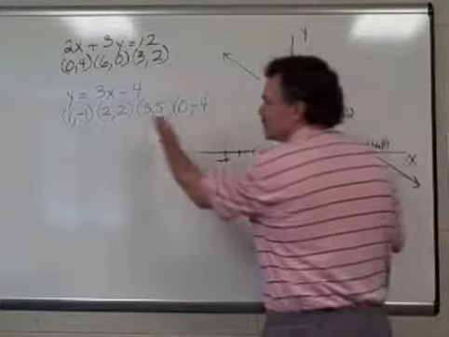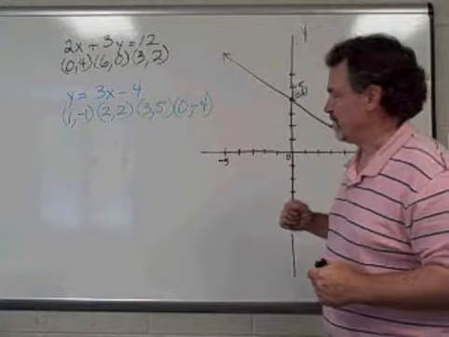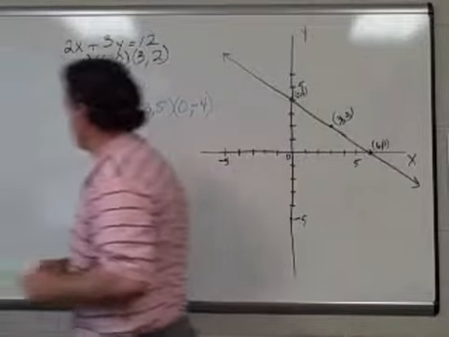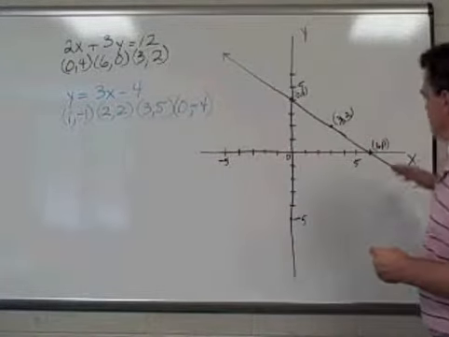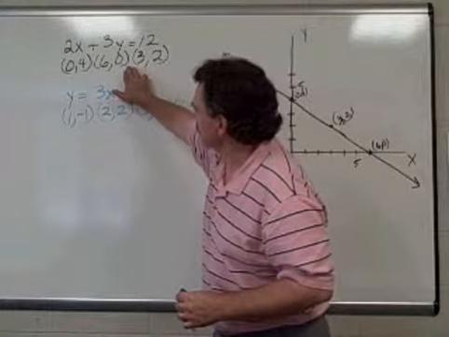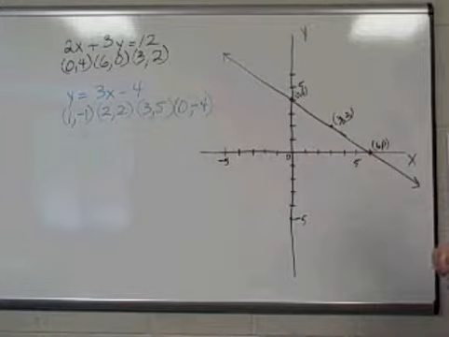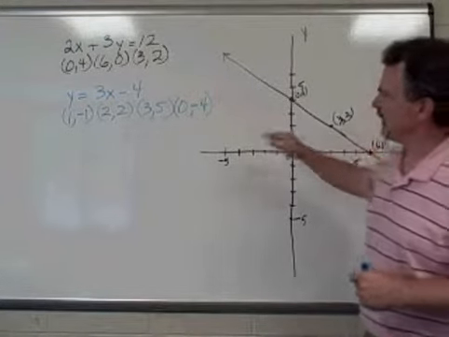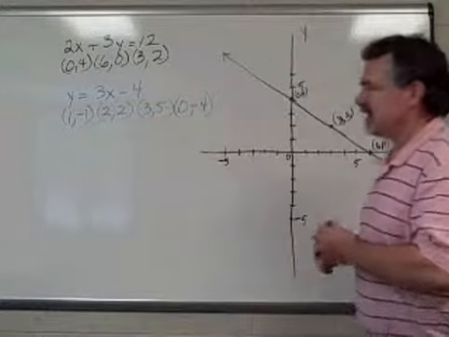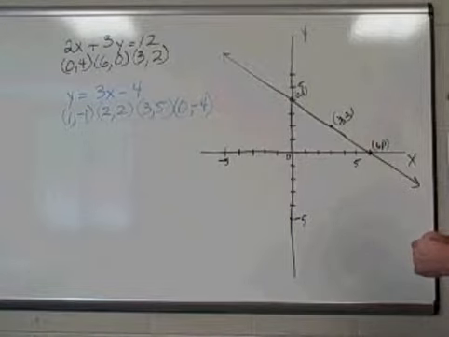Now, let's look at creating the graph for this second linear equation in two variables. I'm going to switch pens here so that the black line will be the solution expression, the graph for the equation 2x plus 3y equals 12. And then I'll draw the blue line that will be the graph of the solution set of the linear equation in two variables, y equals 3x minus 4.